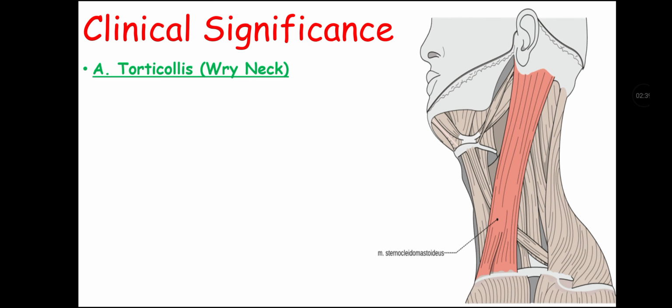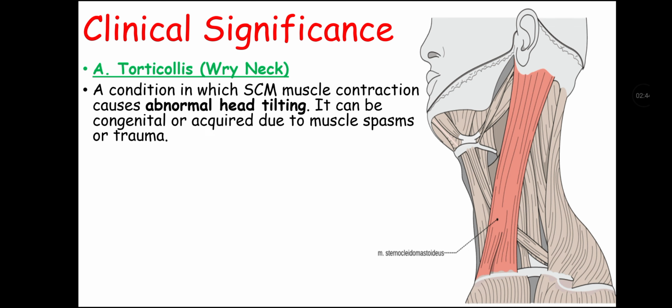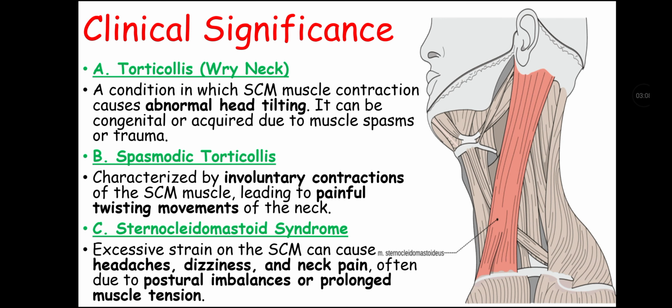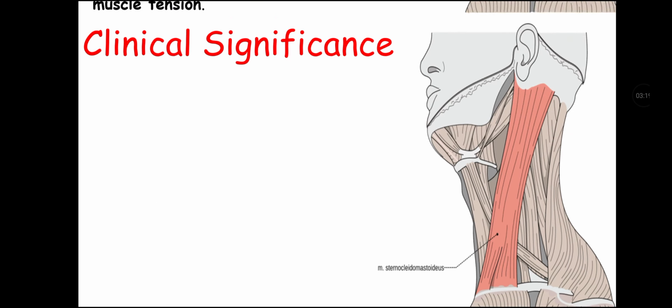Further talking about clinical significance, there may be torticollis, that is wry neck, a condition where sternocleidomastoid muscle contraction causes abnormal head tilting. It can be congenital or acquired due to muscle spasm or trauma. The second clinical significance is spasmodic torticollis, that is characterized by involuntary contraction of the sternocleidomastoid muscle leading to painful twisting movements of the neck. Another is sternocleidomastoid muscle syndrome, that is excessive strain of the sternocleidomastoid muscle that can cause headaches, dizziness and neck pain, often due to postural imbalances or prolonged muscle tension.